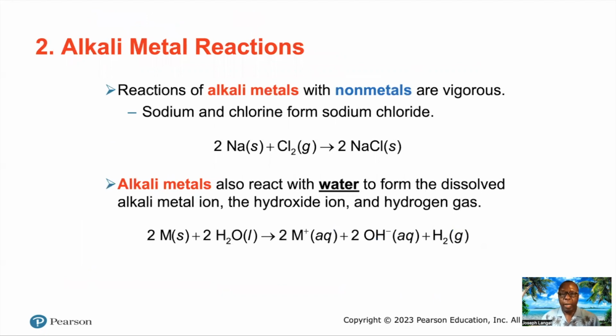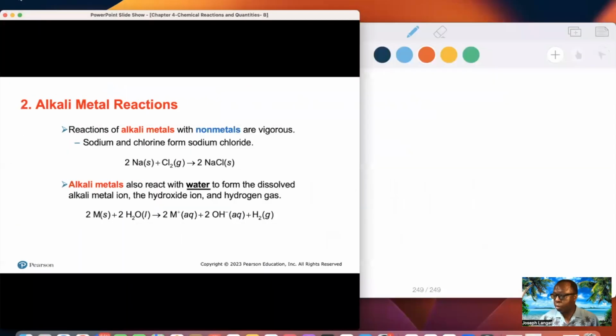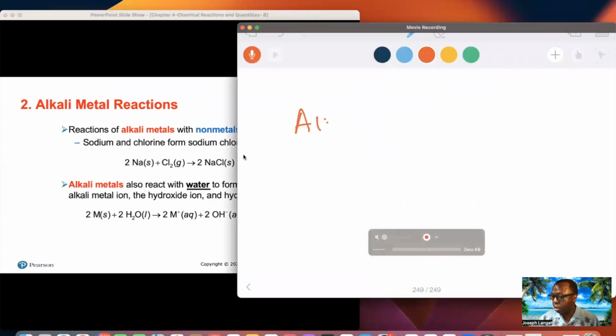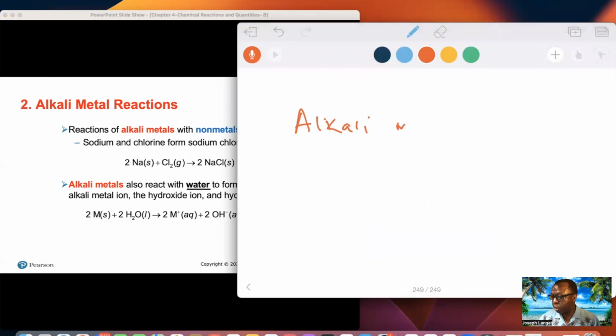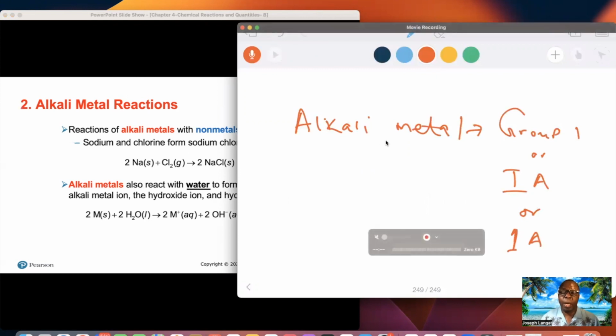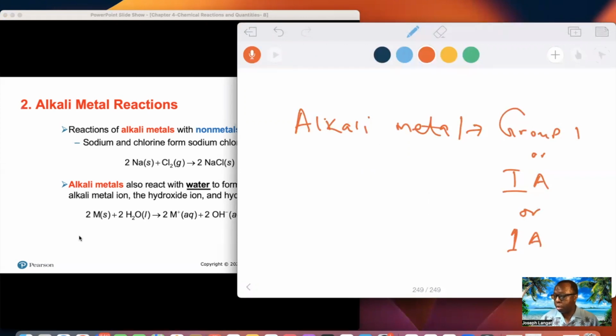Let's see, alkali metals, these are group 1, by the way. Recall classes of compound: alkali metal. This is group 1, or 1A using the Roman numeral, or sometimes it can be just 1 and A, it's the same thing. Alkali metals are group 1 and you should know what they are.